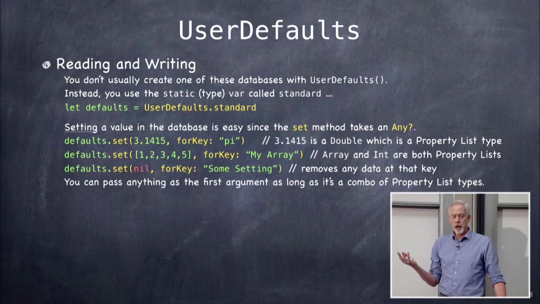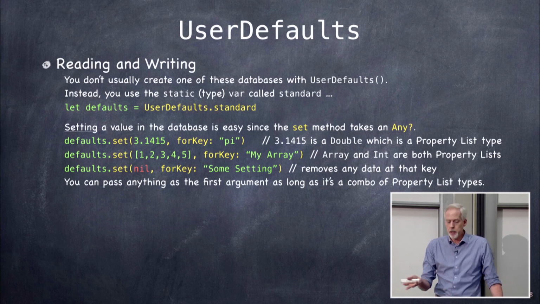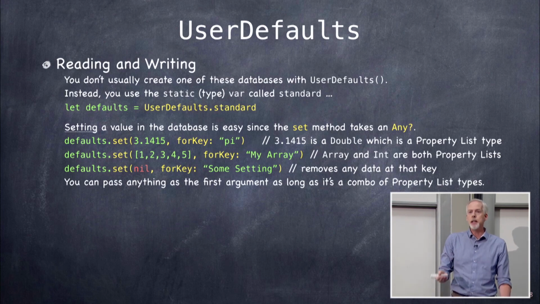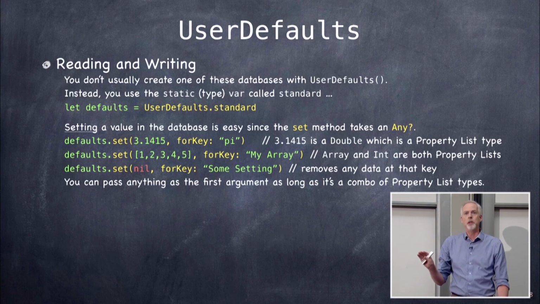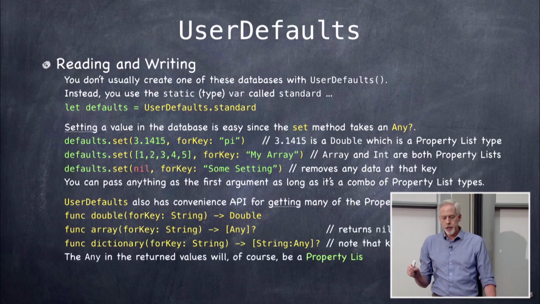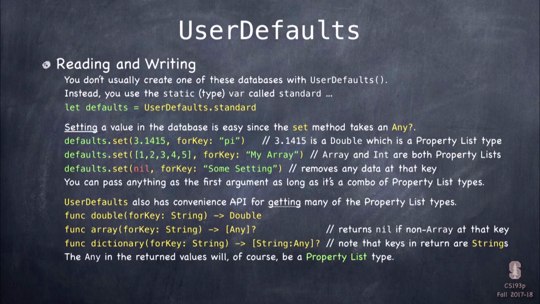And so here's a bunch of examples of sets. Notice I can just set a float, because that's a property list. I can set an array of ints, that's a property list. I can also set nil, because it's an Any?, and that means clear out any value for this key. Okay?